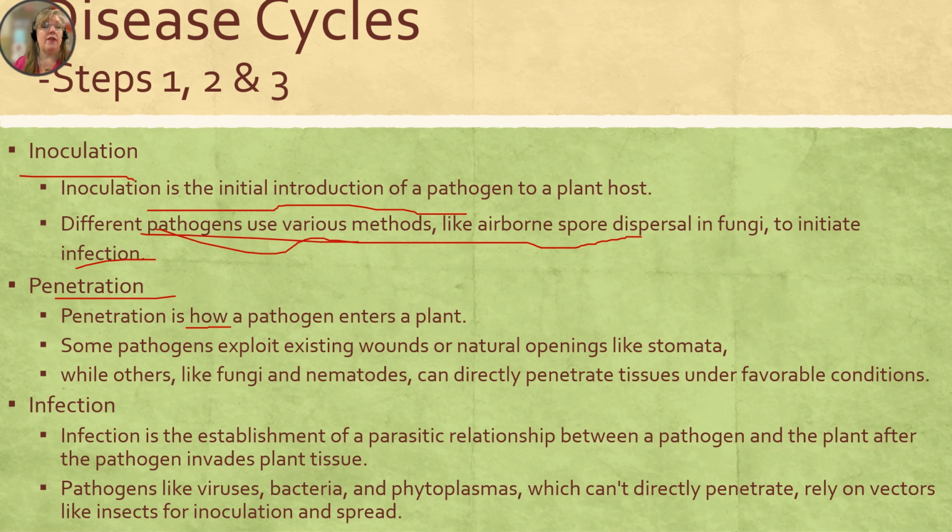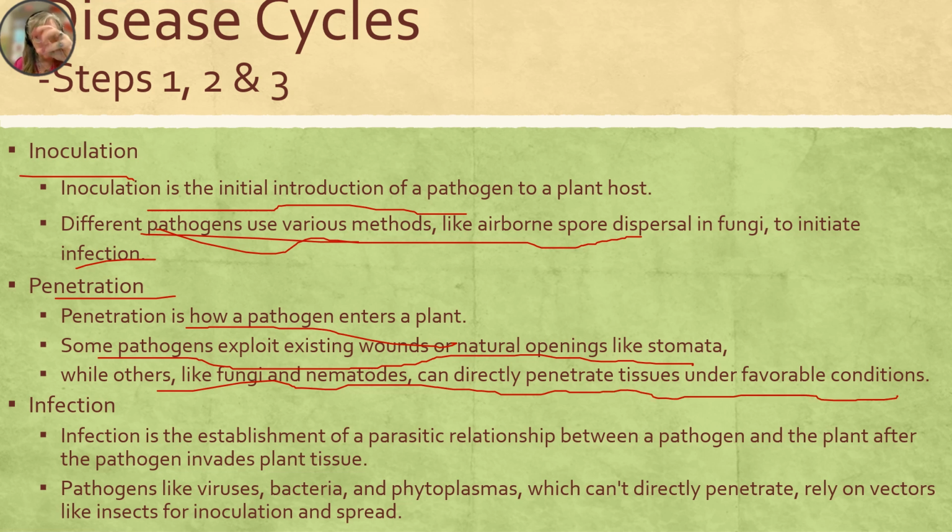Penetration is how the pathogen enters the plant. Some of the pathogens are going to exploit existing wounds or natural openings like the stomata. So this just means how do you get in, while others like fungi and nematodes can directly penetrate tissues under favorable conditions. They can actually eat their way in.